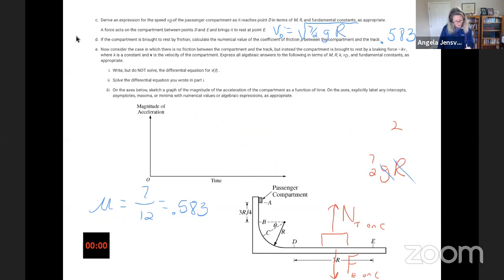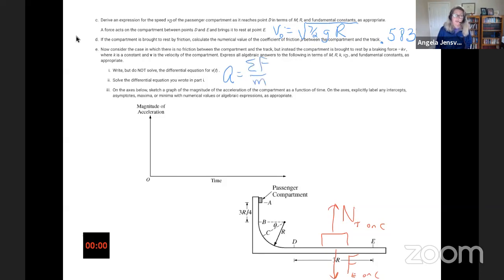All right, so now it says to write a differential equation. So it's not friction anymore, it's a drag force. And we're supposed to write a differential equation for the passenger compartment. It sounds so intimidating, differential equation. How will we ever do it? So acceleration is sum of forces over mass, right? You know that. That's Newton's second law. Okay. What are the forces? Negative kV. And what is acceleration? It's the derivative of velocity. Boom, we've got our differential equation. That was not hard. It sounds hard, but it's not hard.